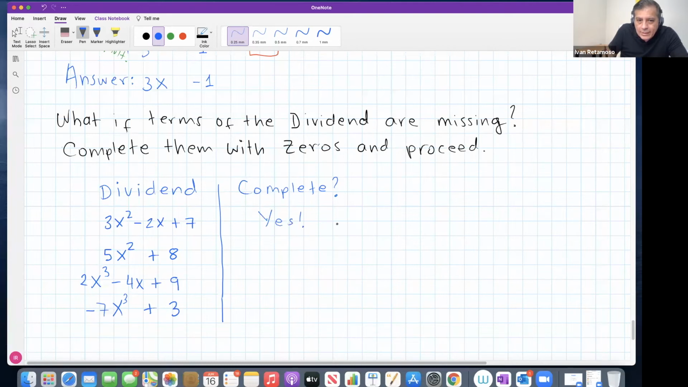So good. Now, question for you guys, is this polynomial 5x squared plus 8 complete? Anybody could write in the chat? Is it complete or not? And if it's not, what is missing?